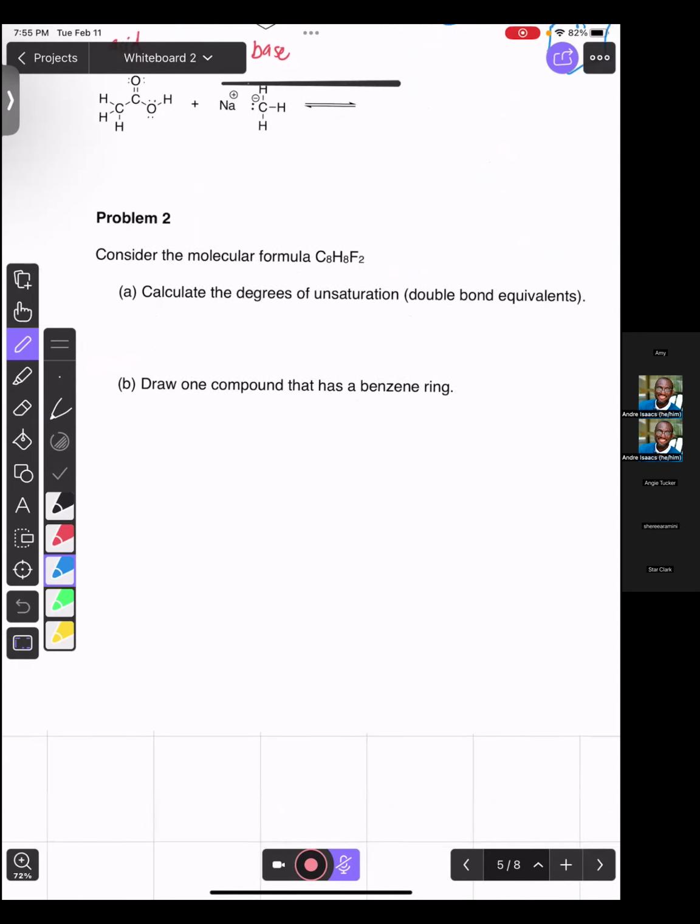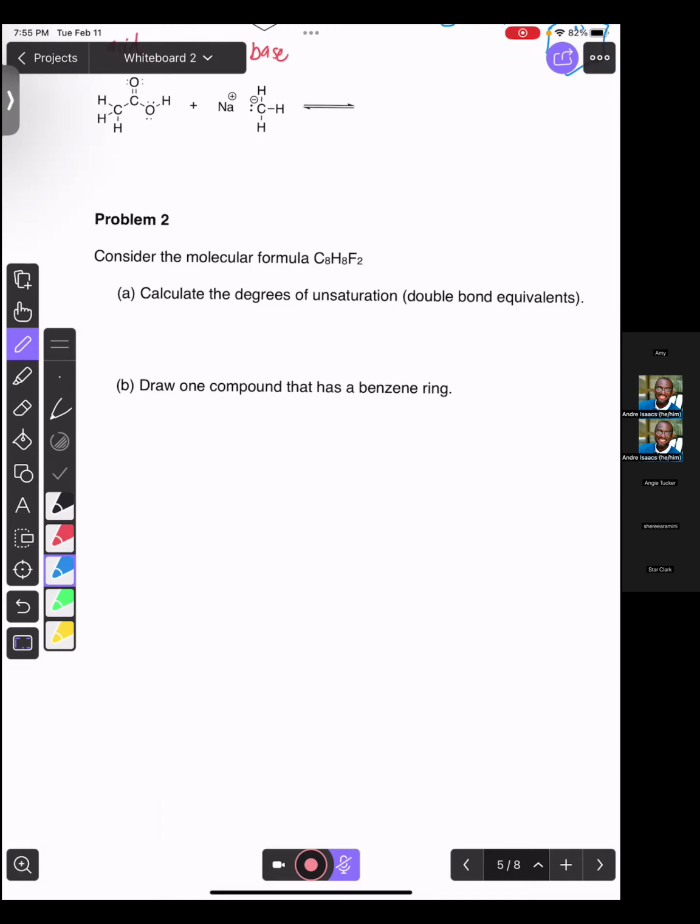All right, so consider the molecular formula C8H8F2. Now, I asked you the first question, and I'm kind of guiding you along, but I shouldn't have to ask you this. If you have a molecular formula and you want to draw something, which is what I'm asking you to do in B, you must always calculate your degrees of unsaturation. I know you all forgot the formula, so I'm just going to write it.